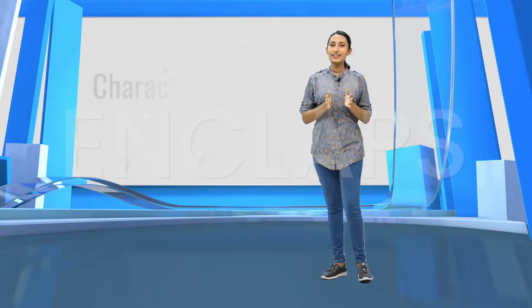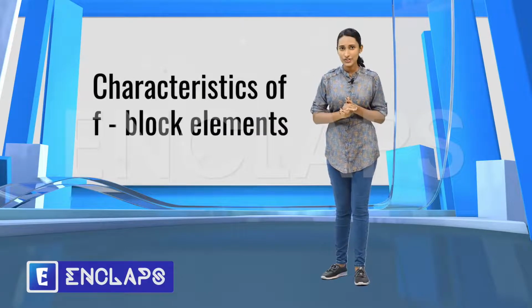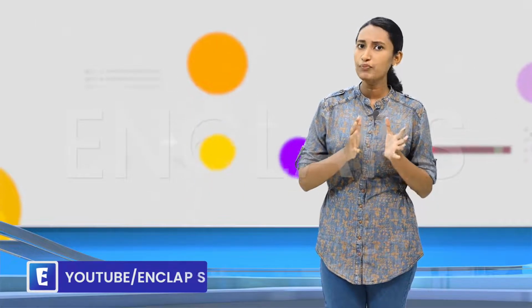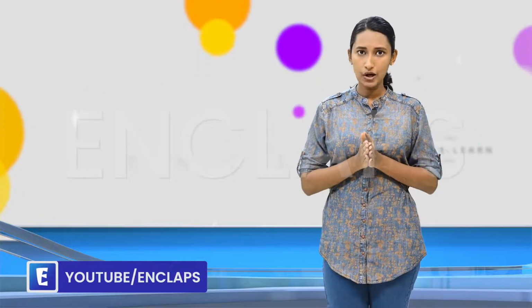Hi, today we are going to study about the F block elements. Look at this periodic table. Here you can see the last two lines in the periodic table, right? These are known as the F block elements in the periodic table. Now we are going to explain some of the important properties regarding the F block elements.